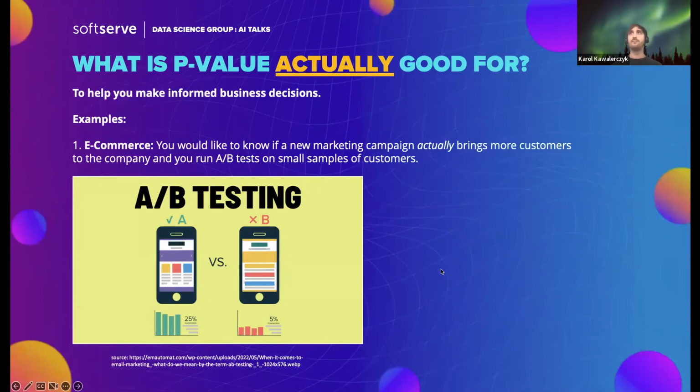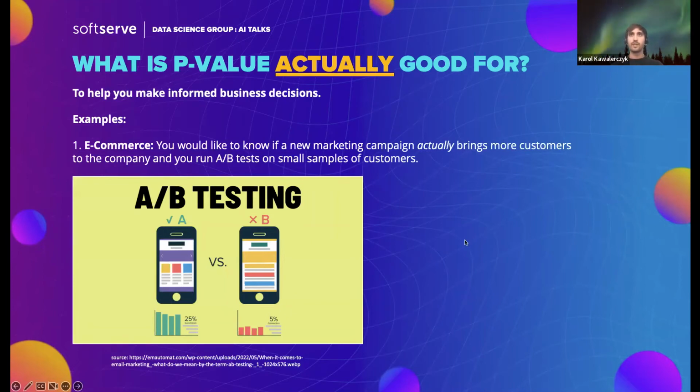Okay, so what is p-value actually good for? In general, p-value is here to help you make informed business decisions. So let's ponder on it a bit. It's to make the decisions. It's to make business decisions. It's to make informed decisions. And the most important part is to help you make the decisions. So the p-value, after all, isn't a tool for making decisions for you. It's here to help you make the decisions.